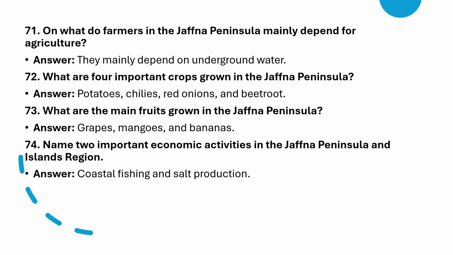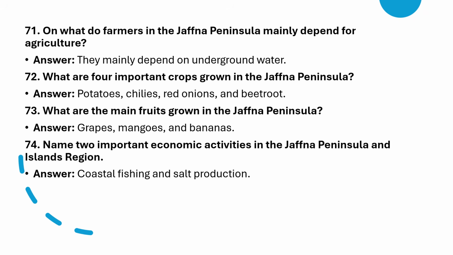So 72 is: what are four important crops grown in the Jaffna Peninsula? Answer: potatoes, chilies, red onions, and beetroot. What are the main fruits grown in the Jaffna Peninsula? Answer: grapes, mangoes, and bananas.